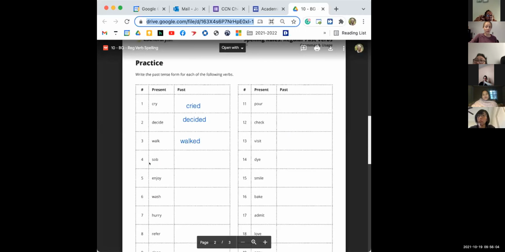Sob: double consonant, B. Vowel, consonant, sobbed. Double B, sobbed. Enjoyed has a vowel Y, enjoyed. Easy, add ED. And how about wash? Ends with H. Wash, washed. Easy. Okay, you guys got this. Great job.